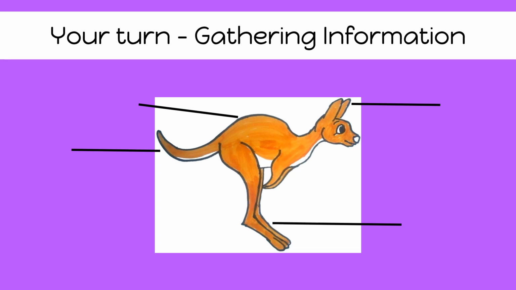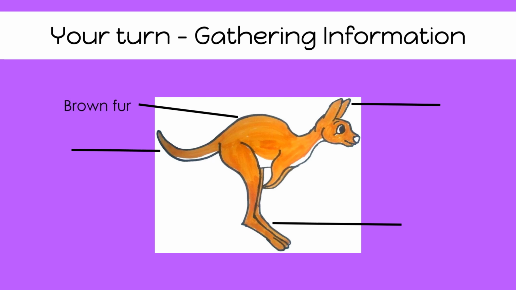Now, I did mention before that you would also be doing a labeled illustration of your chosen animal today. Remember, there were three things: the classification, appearance, and the labeled illustration. So here's my labeled illustration of a kangaroo, and you can see I've got my lines ready for my labeling, and these are the things that I'm going to label.